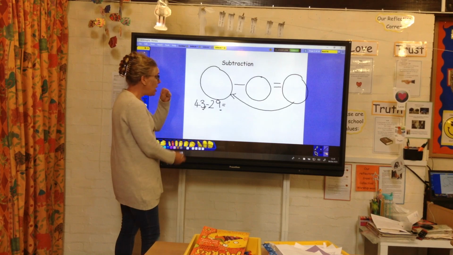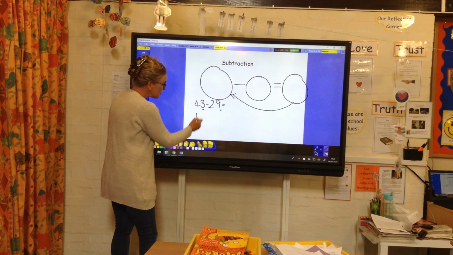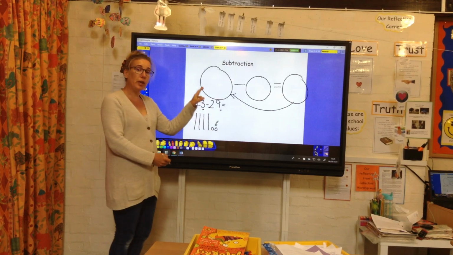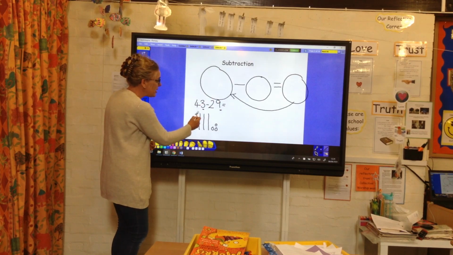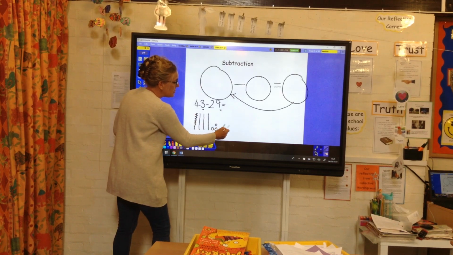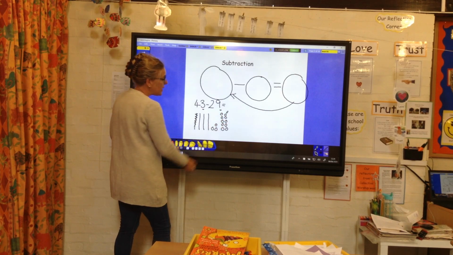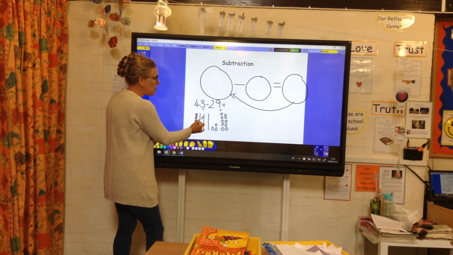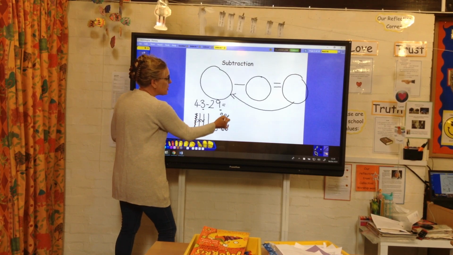You can do these, Yellow class, by drawing the deans. So we can draw out 43, but because we can already see that we've got to cross the tens boundary, what we need to do is exchange one of our tens for 10 ones. So we do that exchanging, then we can take off the 29, and still remember that you have to take off the 2 tens and then the 9 ones.